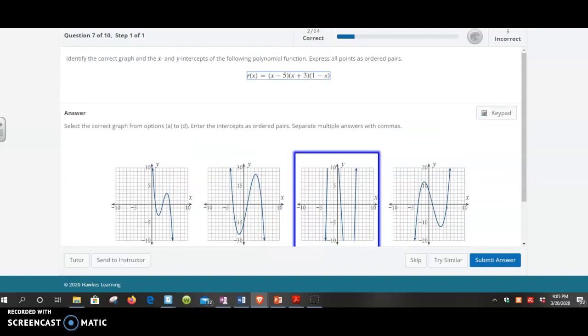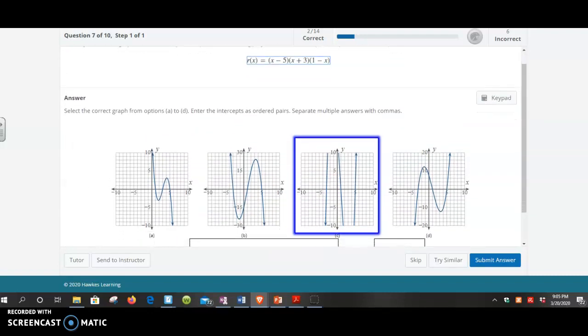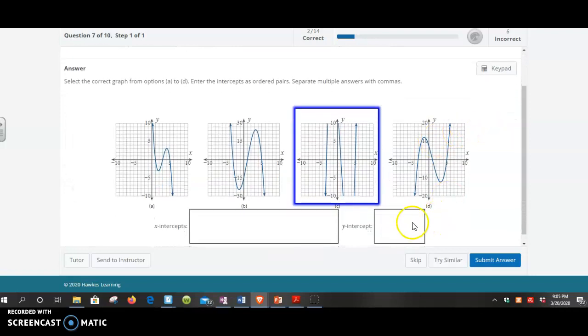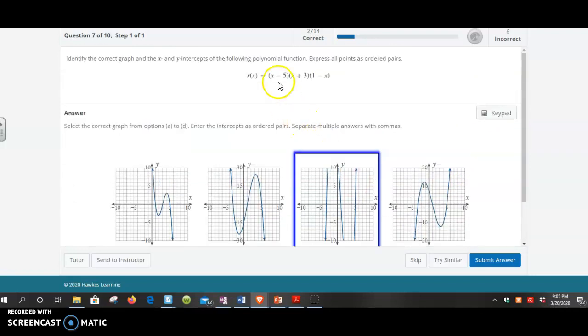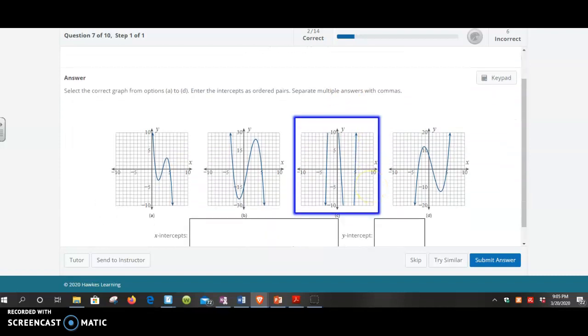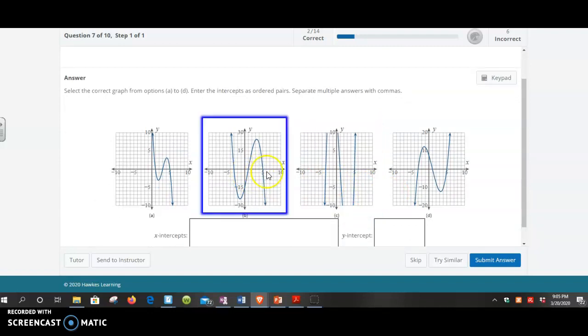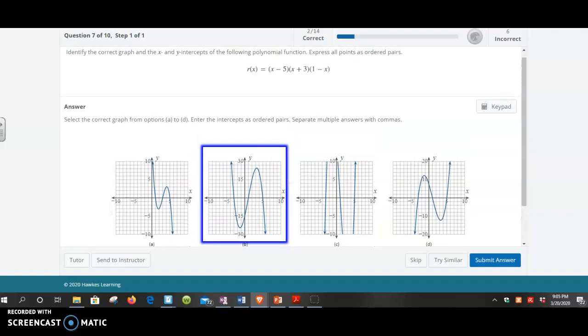Y-intercept, that's where x is equal to 0. So if x is equal to 0, we can plug this one in. If x is equal to 0, we're going to get negative 5 times 3, negative 15. And then negative 15 times 1 would be negative 15. So when x is 0, y is negative 15. Okay? So it looks like this guy right here. So we could tell which graph it is without having to do that much work.